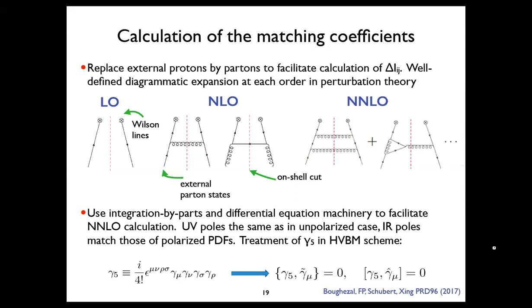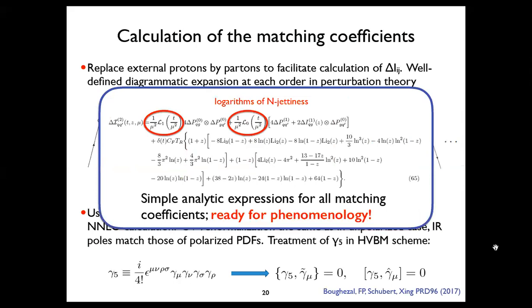Okay, just to prove that we calculated something, let me show you a formula. This is for a particular matching coefficient where you have a quark come in, it undergoes collinear emissions, it transitions into another flavor of quark. So it's, if you wish, the off-diagonal part of the usual evolution. And this is just a formula showing what these things look like. They're well-defined, simple analytic expressions, and they're ready for phenomenology. Okay, let me go on.